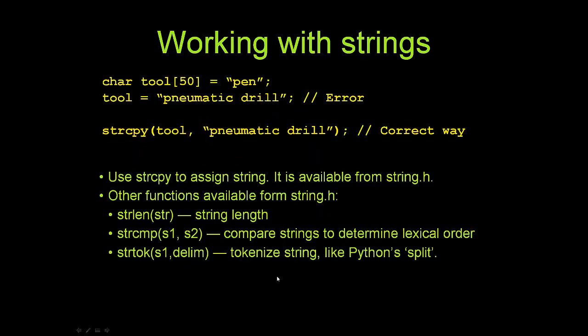For example, you can copy strings, and you use this thing called strcpy. For example, if you do s2 = "pneumatic drill", you have a problem because you have an error. So what you need to do is strcpy(s2, "pneumatic drill"), then it's okay. So use strcpy to assign a string, and it's available from string.h. The other functions, you can do string length, you can compare strings, you can also do tokenization. strtok is like Python split.